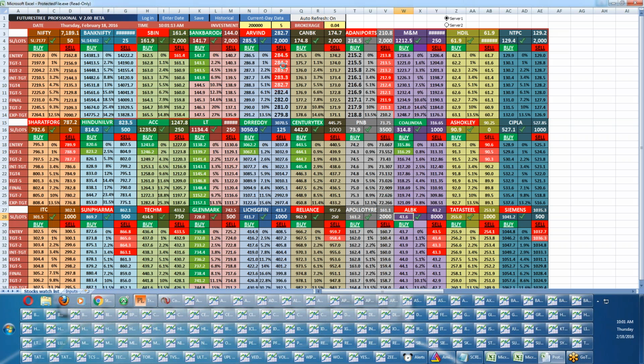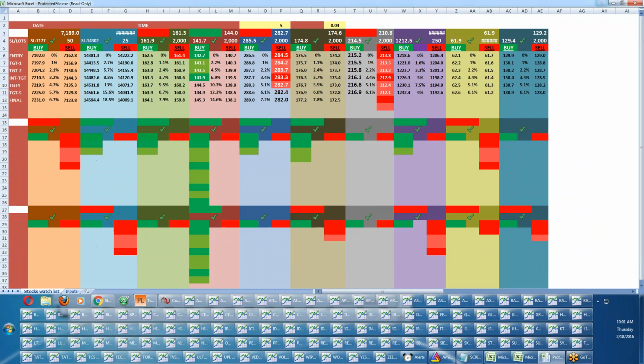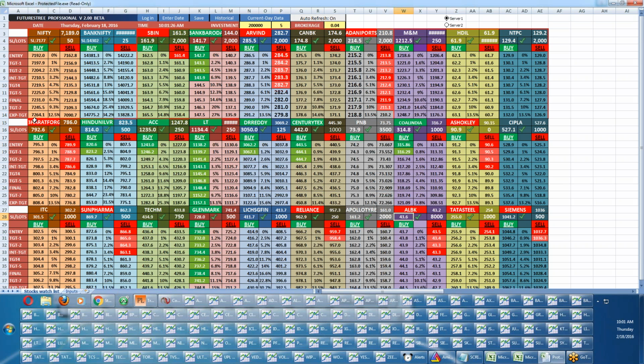So Arvind, you can see that it has done its intermediate target. So Bharat Forge has done its intermediate target. Whatever 2 rupees 70 paise you have lost here, you have gained it back here on the sell side. So there is a slide in Nifty. So PNB hit a stop loss. Now it is on the sell side.